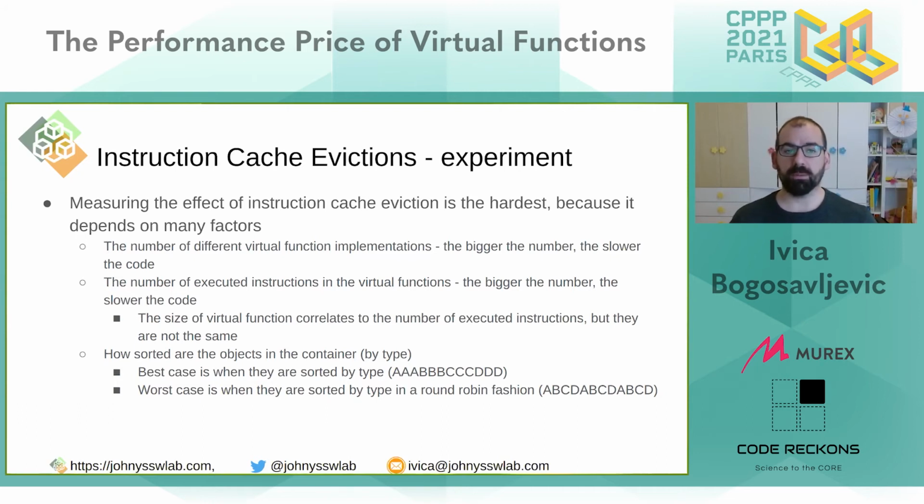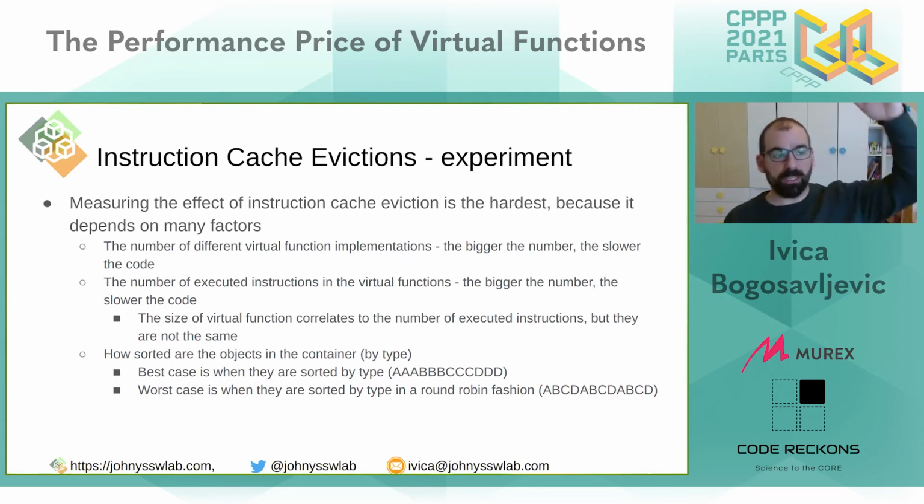Okay. Now, to measure the effect of instruction cache eviction, this is the hardest because it depends on many factors. It depends on the number of different virtual function implementations. If you have 100 objects and each one of them has a different virtual function, then you will always get cold code.